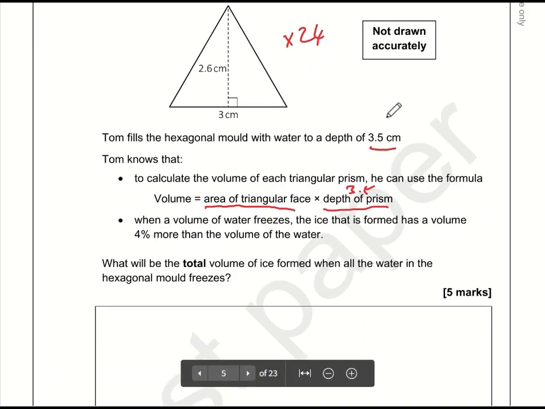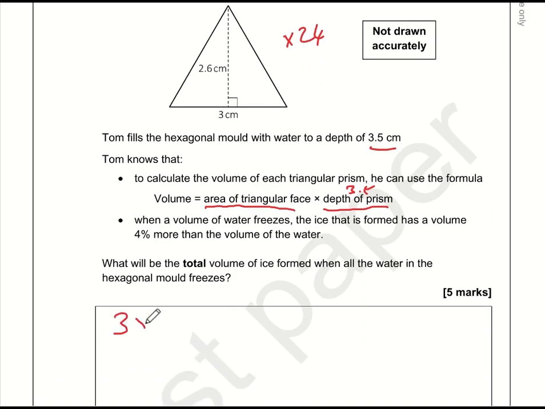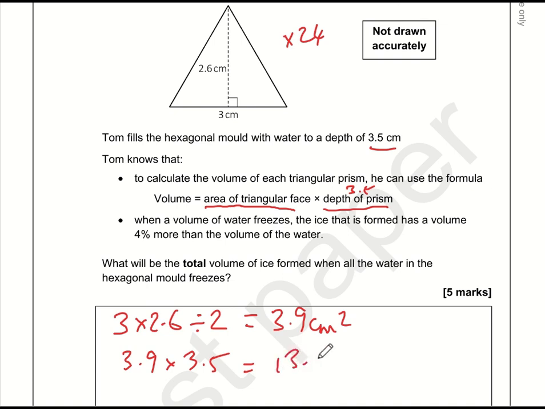So the area of a triangle is the base times the height divided by 2, and that comes to 3.9 square centimetres. So for the volume, it's going to be 3.9 multiplied by the depth, which is 3.5, and 3.9 times 3.5 is 13.65 cubic centimetres.